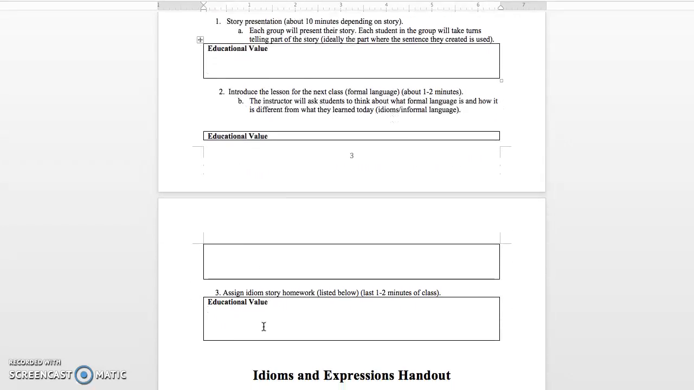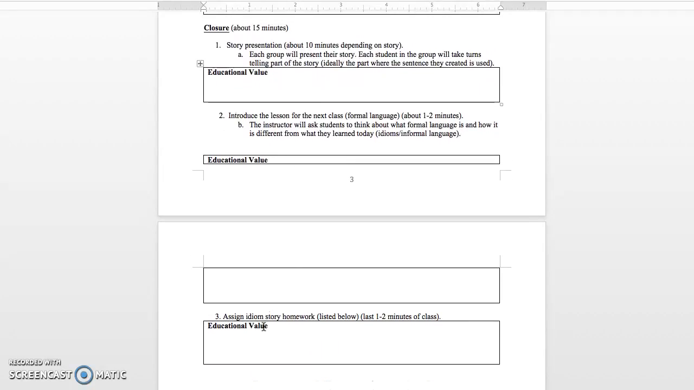And now the last two are the ending, the last two of the closure. The educational motivation is to inform students what they will be learning in the next class. It allows the students to start thinking about things they may know about the topic already. And it allows the students to know there's a contrast between what they learn today and what they are learning in the future.